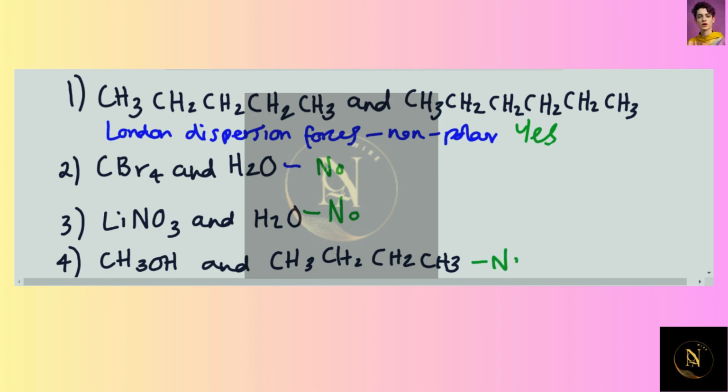So the first pair is the only one that can actually combine to form a homogeneous solution. This is because they're both nonpolar, they both have London dispersion forces, so they can combine.